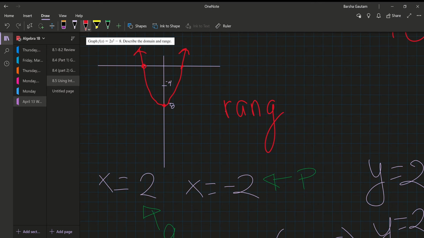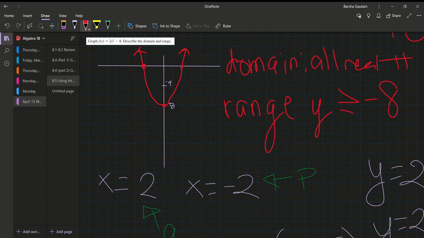Range is y is greater than or equal to -8. And domain is all real numbers.